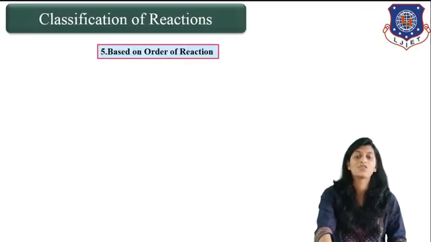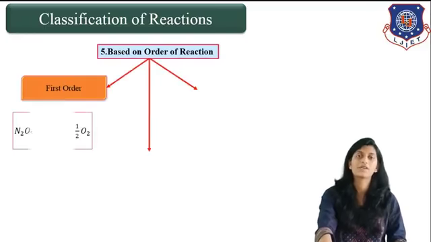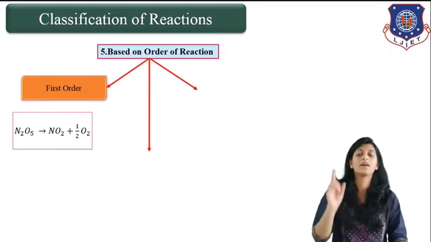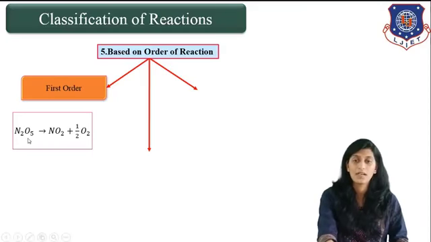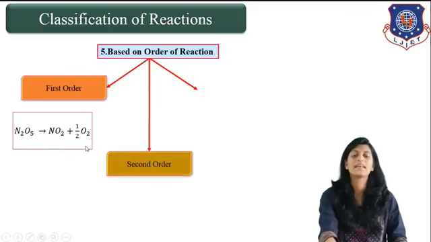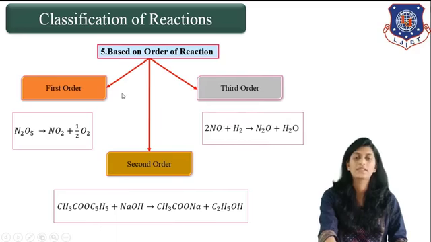Next is based on order of reaction. Depending on the order of reaction, we have three different categories. A first order reaction is one such as N2O5 being converted into NO2 plus half a mole of O2. Then there will be a second order reaction and a third order reaction. So this is how reactions are classified based on their orders.